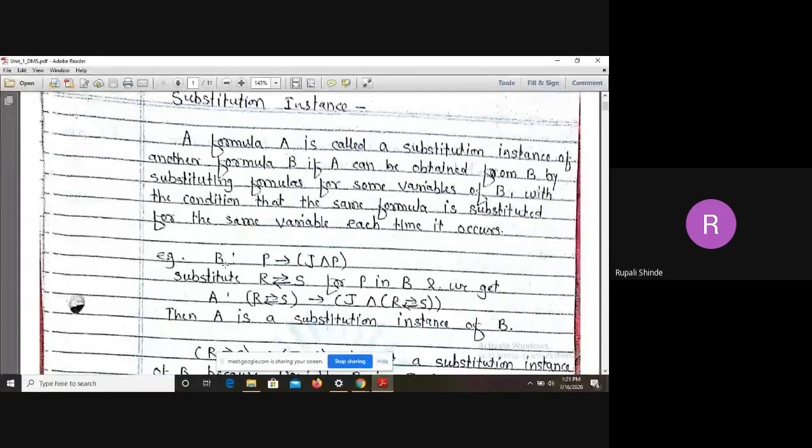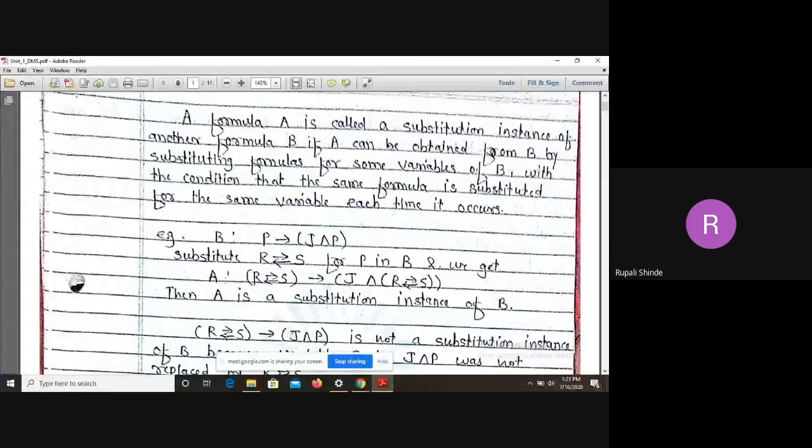B is given as P conditional J and P. Here we have taken R conditional S for P in B. It means we have to replace the variable P in formula B by the formula R conditional S. For that purpose, first we have to check how many times P occurs in formula B. If you observe, P occurs here twice. That's why we have to put this formula twice. Then you will get formula A.